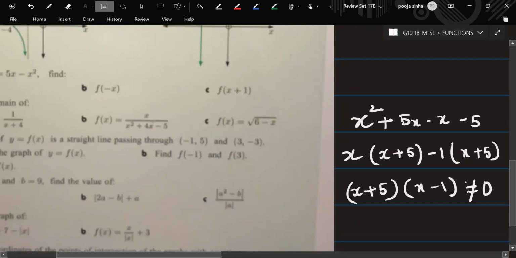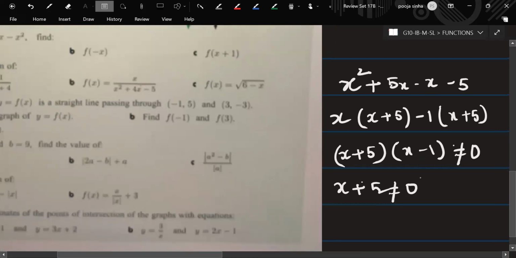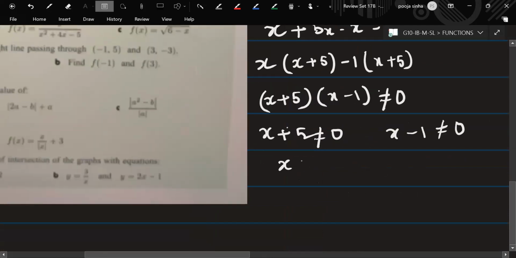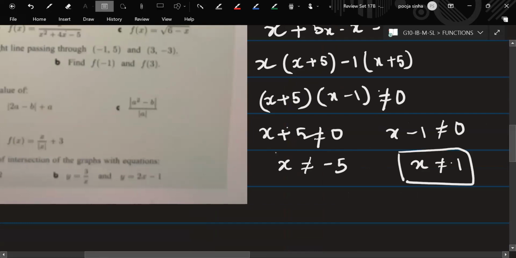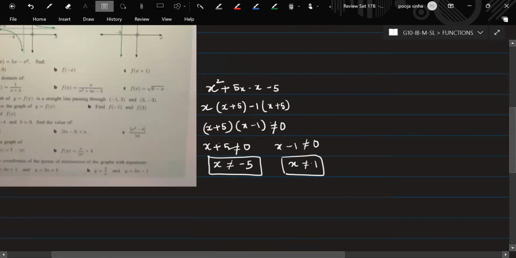Cannot be 0 is what you are going to get. So x plus 5 cannot be 0, and x minus 1 cannot be 0. So x cannot be minus 5 and x cannot be 1. These are the two values for x which are not possible for us. We'll have all values except these two values.